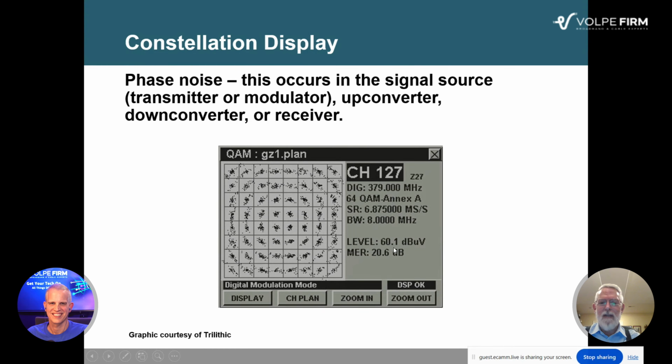The dBmV, that's 0 dBmV. Over in Europe, they use dB microvolt instead of dB millivolt. So 60.1 is 0.1 dBmV.